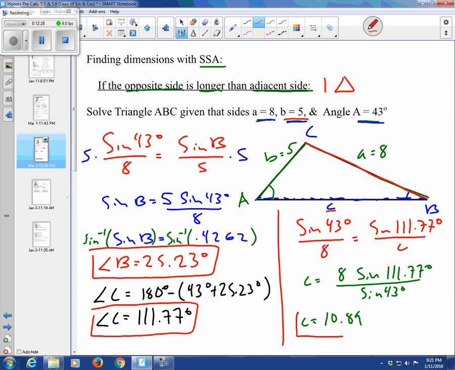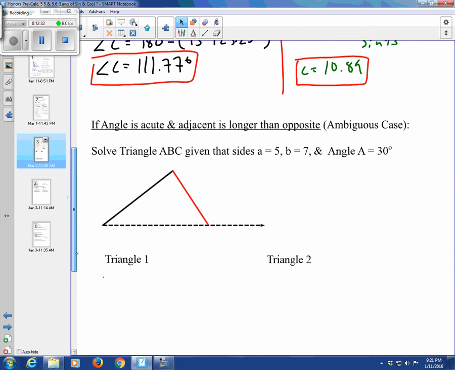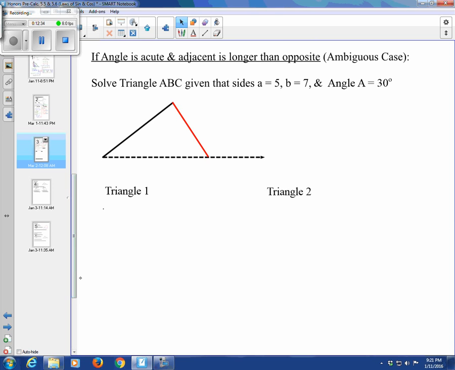So that's a lot of me doing the work. But right here what we're going to do is move on to the more complicated scenario. If the side opposite the angle we're given is larger than the adjacent side, we've got one triangle and not that much to worry about. If the angle is acute and the adjacent side is longer than the opposite, then we have the ambiguous case.